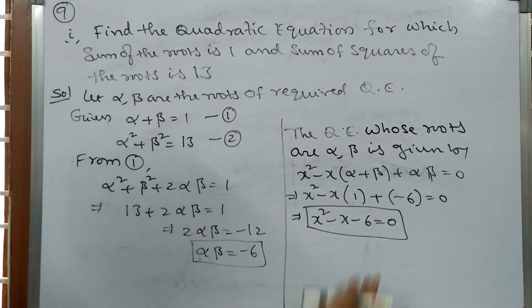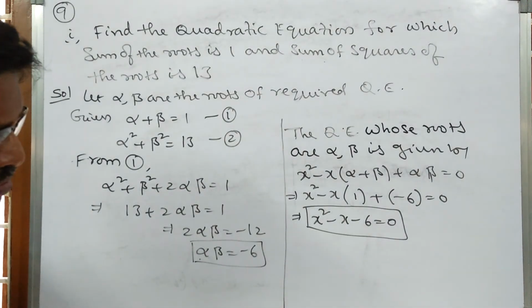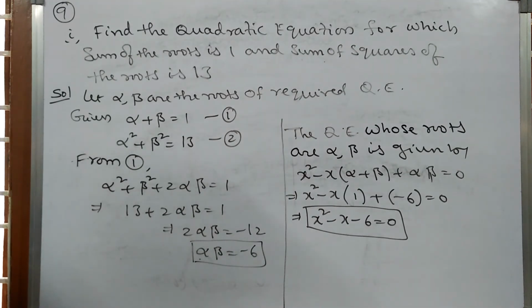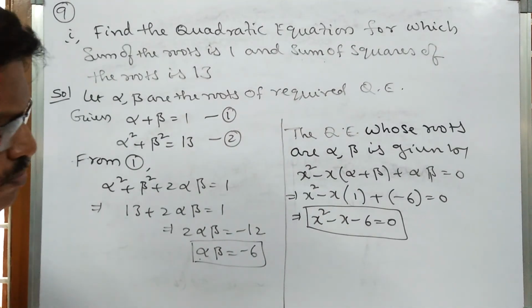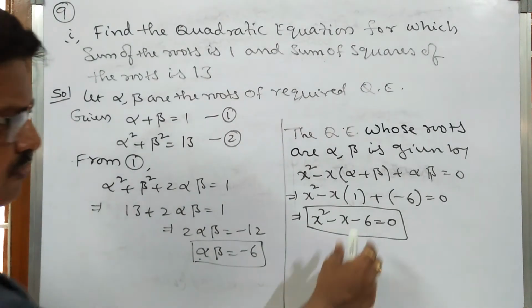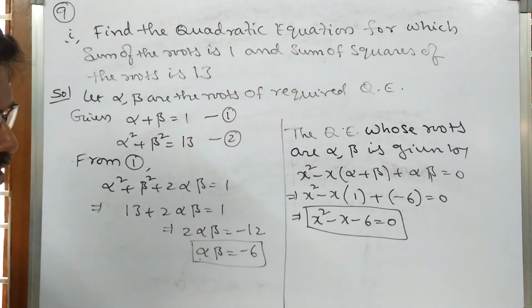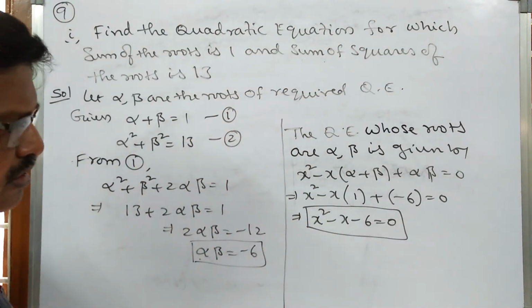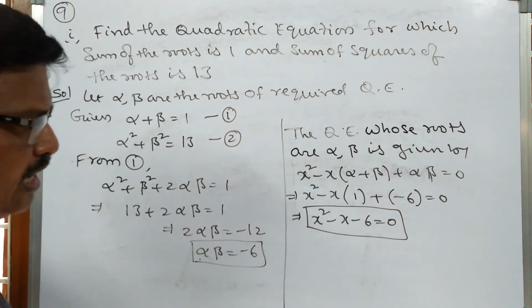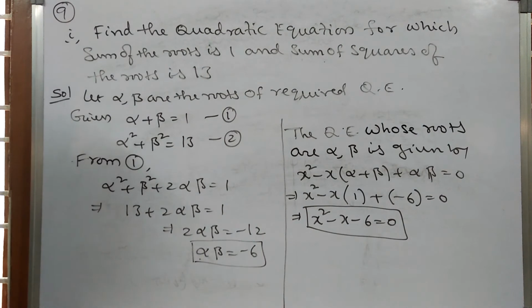If you find the roots of this equation, what do you get? X minus 3 into x plus 2, so the roots are 3, minus 2. Sum of the roots is 1 and sum of the squares is 9 plus 4, 13. Satisfied.